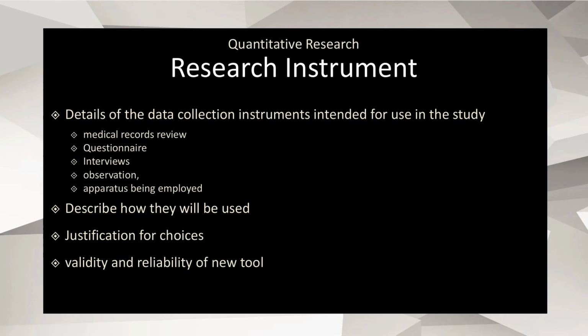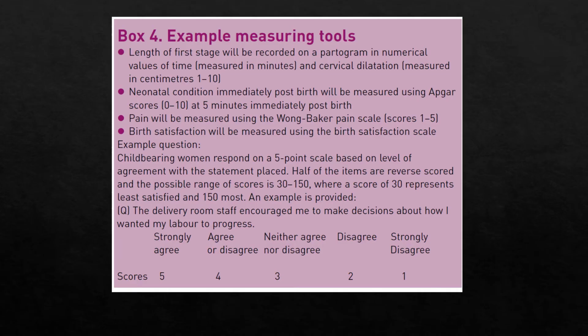Your research instrument should also be described. So the details of data collection instrument intended for use, are you going to use medical records, questionnaires, interviews, observation? Are there equipment or apparatus that you need to use? So you will have to describe how they will be used. Of course, again, you have to explain and justify your choices. And if you're using a new tool, you have to demonstrate the validity and reliability of that tool.